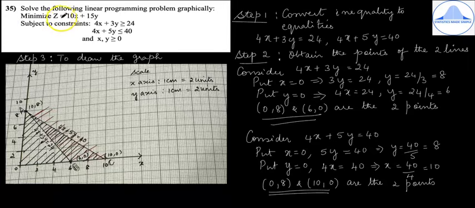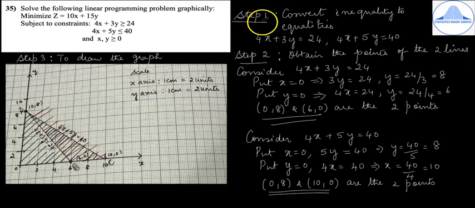Thirty-fifth question. Solve the following linear programming problem graphically. Minimize z equal to 10x plus 15y subject to the constraints 4x plus 3y greater than or equal to 24, 4x plus 5y less than or equal to 40, and x comma y greater than or equal to 0. So remember that an LPP should be solved in the graph. The calculations can be done in the answer booklet.